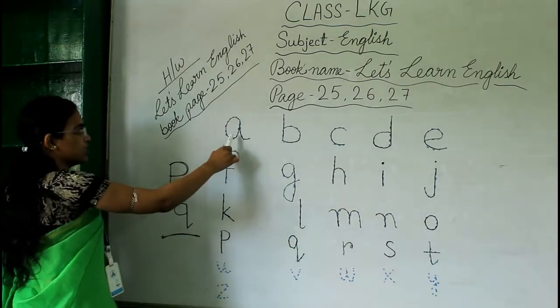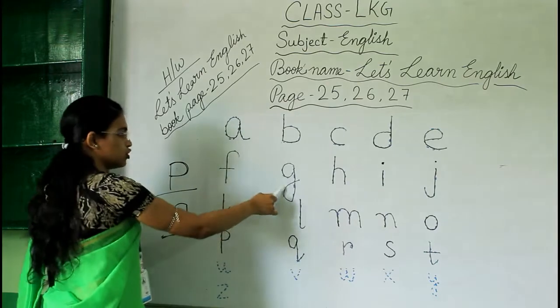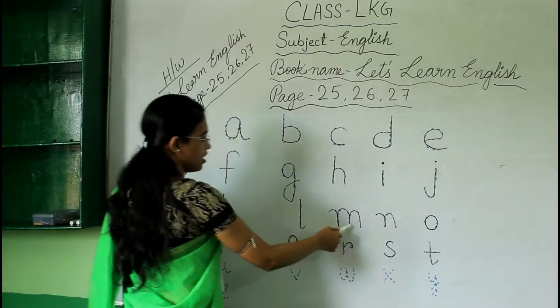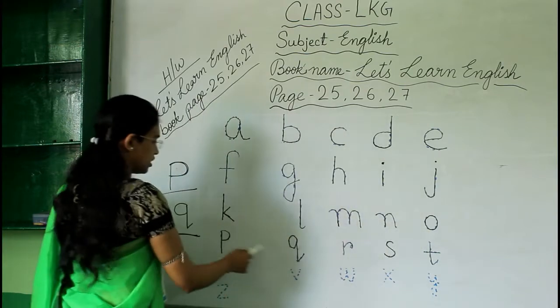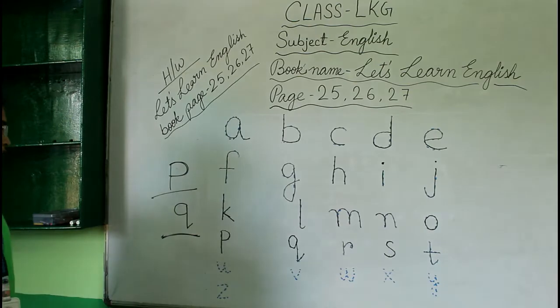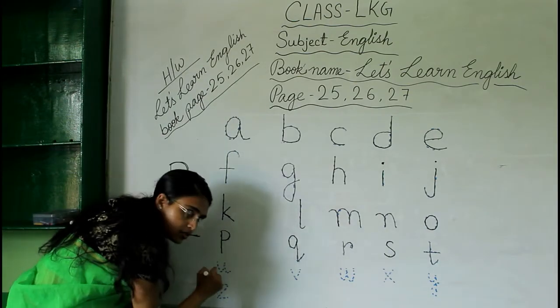So which letter is this? A, B, C, D, E, F, G, H, I, J, K, L, M, N, O, P, Q, R, S, T. We have done up to T. Now after T, what we have to do? We have to make small letter U.